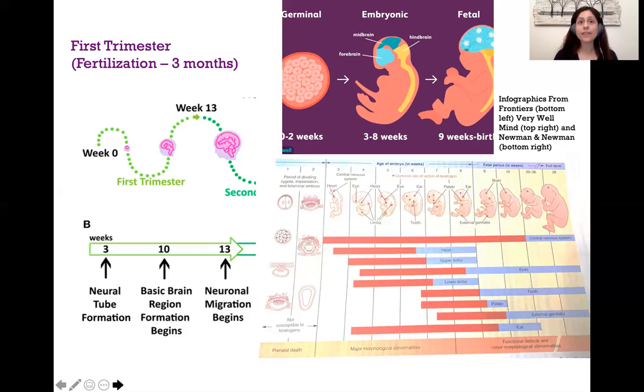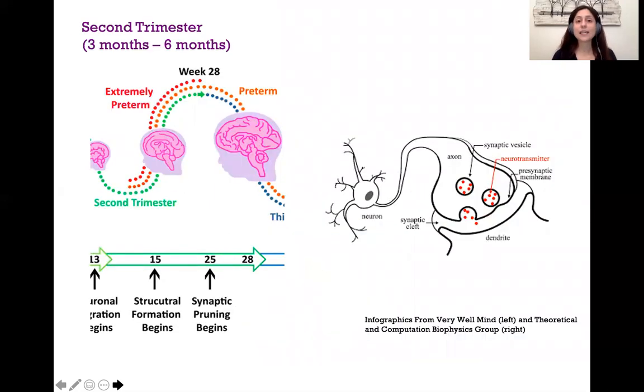Beginning in the 3rd month is the fetal period, when differentiation of male and female genitalia occurs based on genetic factors and information. At this time, you can also begin to hear the developing fetus's heartbeat through the uterine wall. Next, we have the 2nd trimester, which is between 3 months and 6 months.